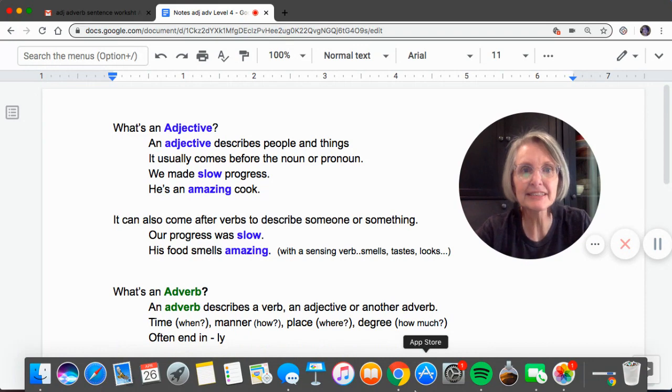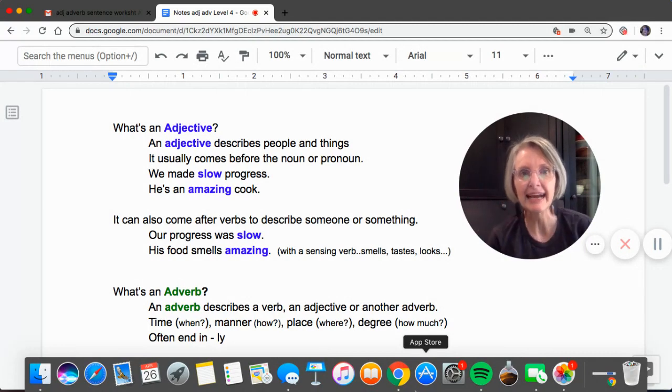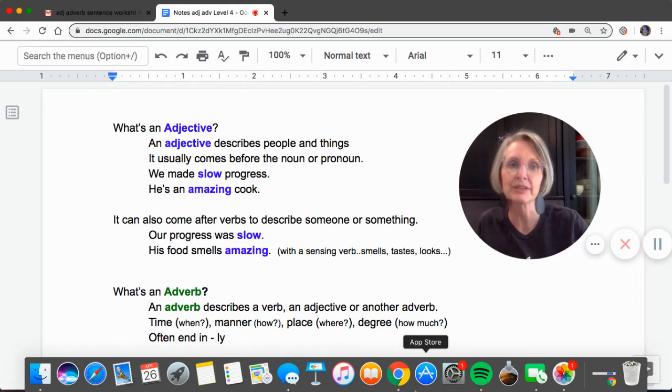All right, first let's just talk about some of the basics. I realize you probably already know some of this, but let's just go over what is an adjective and what is an adverb. Okay, just the definition of an adjective. I think you would tell me an adjective describes nouns, and it describes people, places, and things. Okay, normally an adjective will come before the noun or pronoun. Remember, a pronoun just replaces a noun, so it's things like he, she, or it.